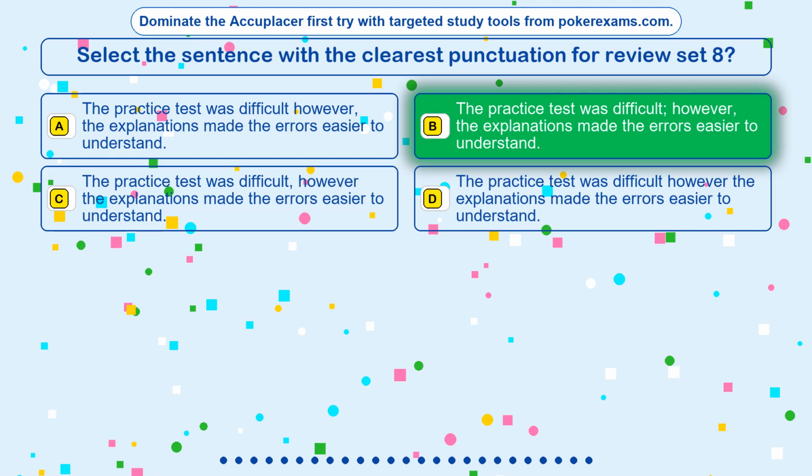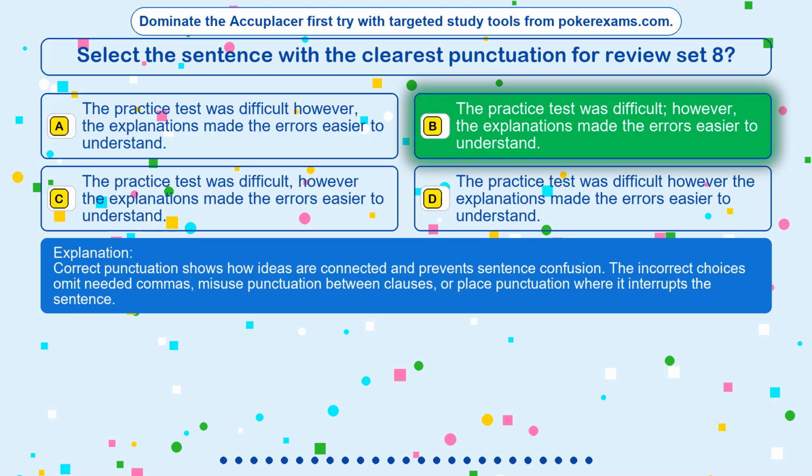The correct answer is option B. The practice test was difficult, however, the explanations made the errors easier to understand. Correct punctuation shows how ideas are connected and prevents sentence confusion. The incorrect choices omit needed commas, misuse punctuation between clauses, or place punctuation where it interrupts the sentence.